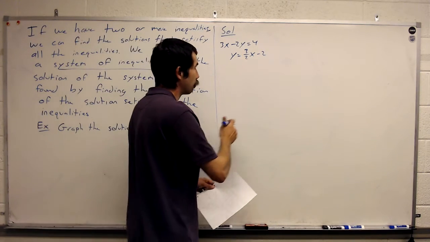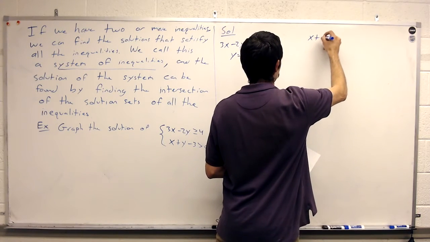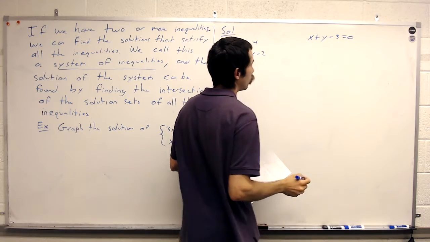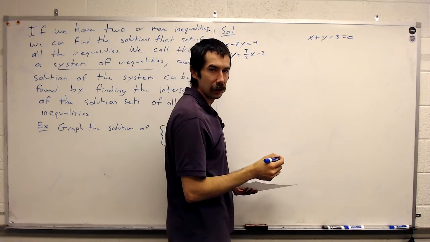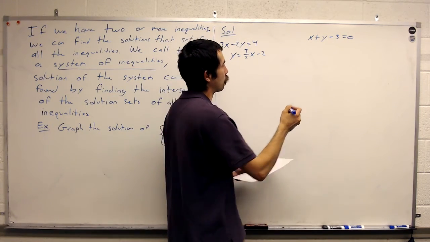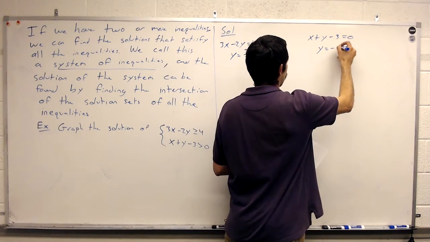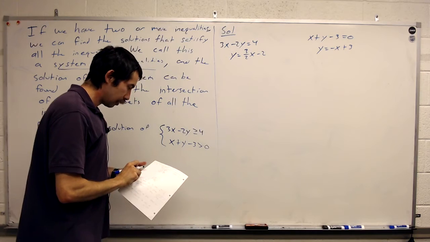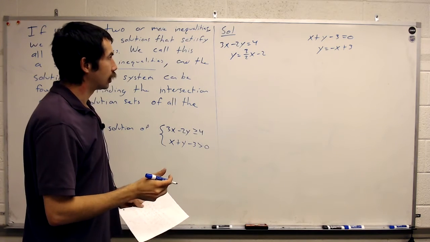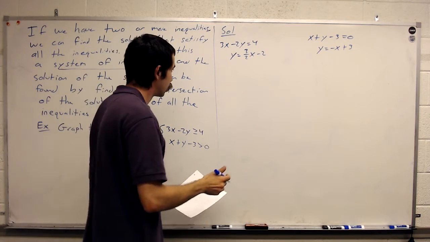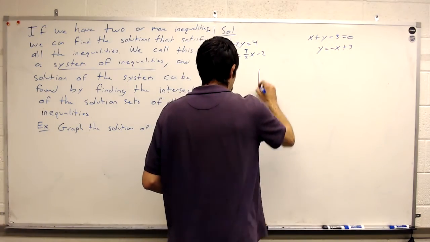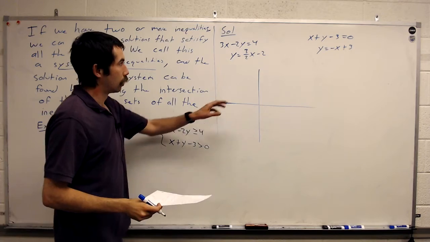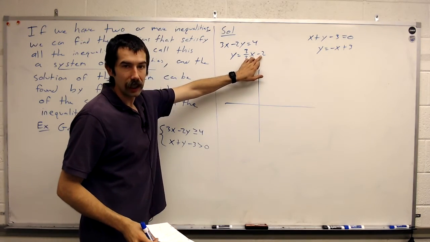The other line, which will be dashed, is x plus y minus 3 equals 0. Solving for y, we get y equals negative x plus 3. Okay, let's sketch these two lines. Our y-intercept is 0, negative 2.